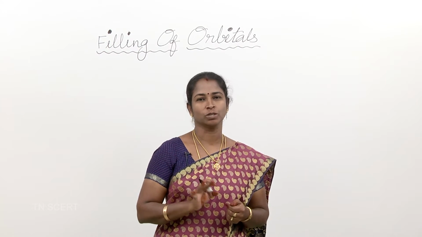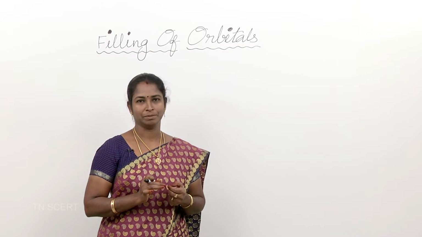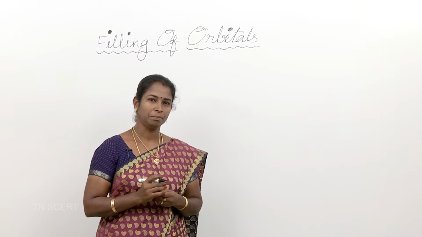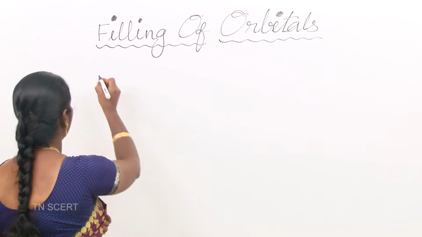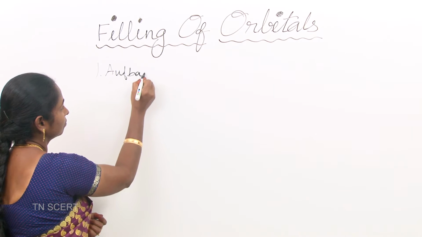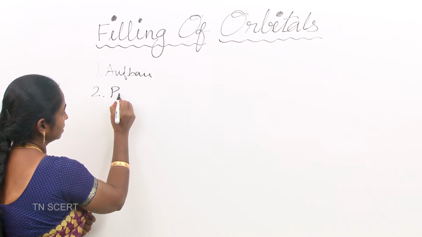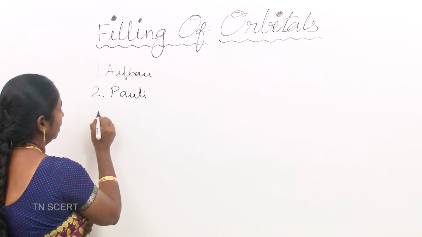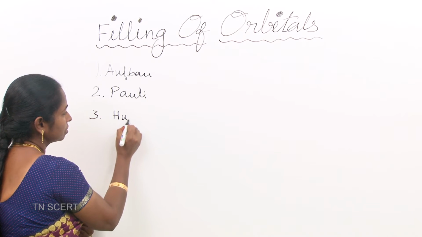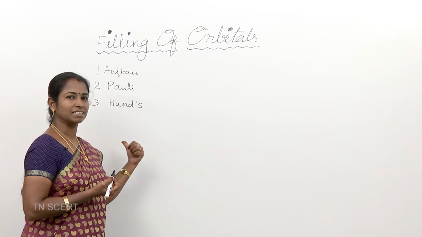Filling of orbitals. In an atom, electrons are filled in orbitals according to certain rules. What are the rules? Aufbau principle, Pauli's exclusion principle, and Hund's rule of maximum multiplicity. The first one, Aufbau principle, then Pauli's exclusion principle, and the third one is Hund's rule of maximum multiplicity. Now let us discuss one by one.